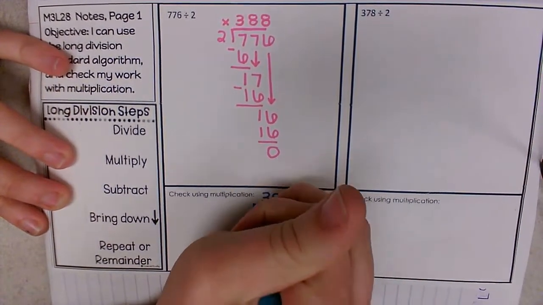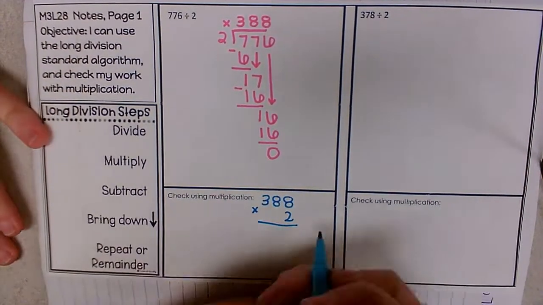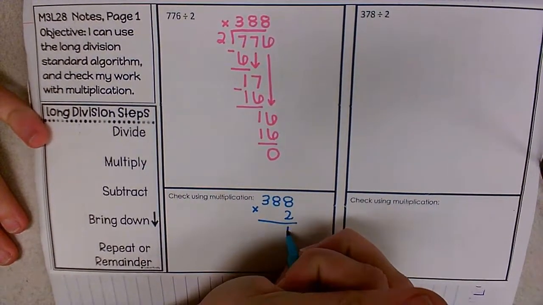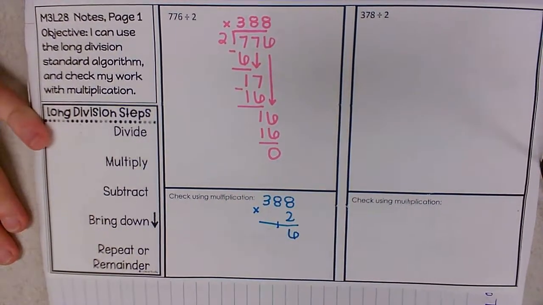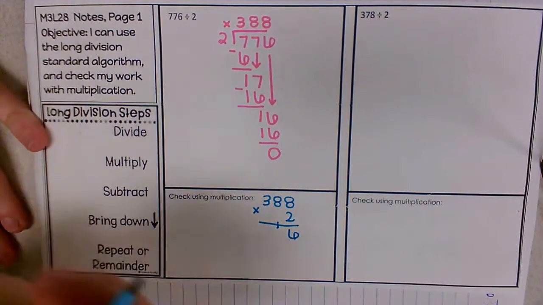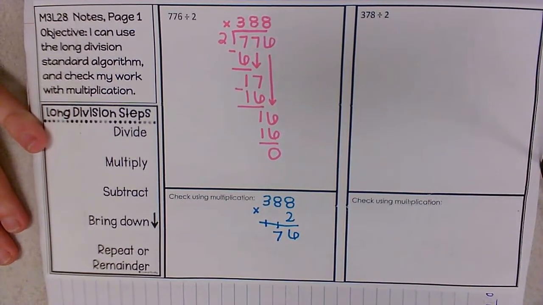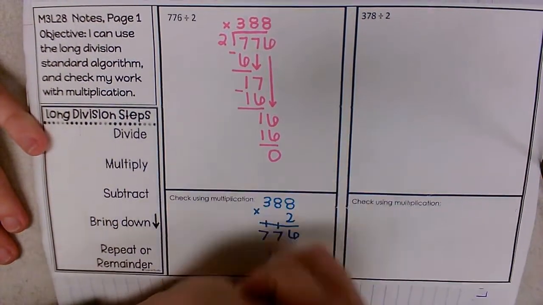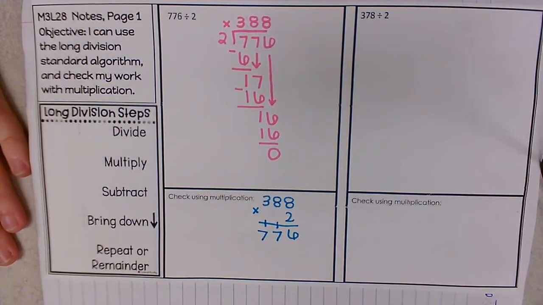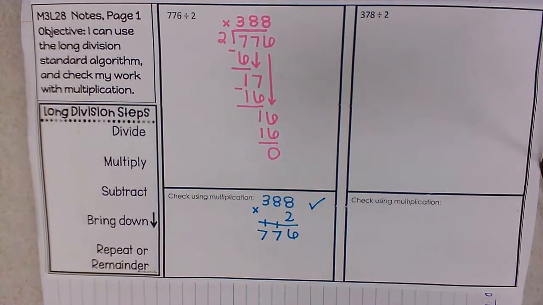388 times 2. 8 times 2 is 16. 8 times 2 is 16 again, plus 1 more is 17. 3 times 2 is 6, plus 1 more is 7. When we multiply, we get 776, which is our dividend, and that means we are correct.